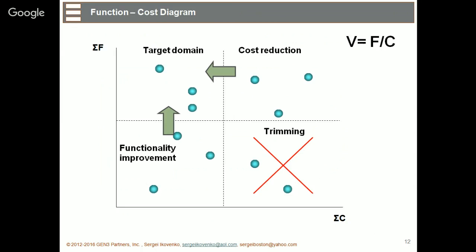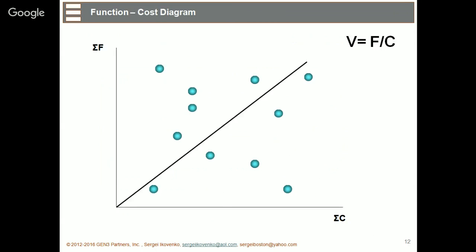And those components that are in the lower right-hand corner, those are expensive and functionally not important. That is why usually they are doomed to trimming. You see, I even have not started solving anything, but I already have innovation strategies for different components of my product. Not one size fits all. No, I have different strategies for different components. That's a very interesting result of function analysis.